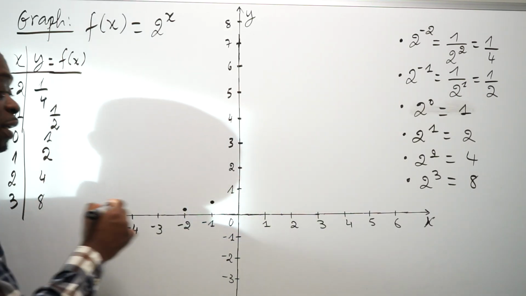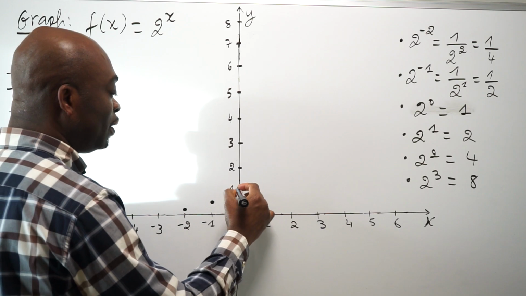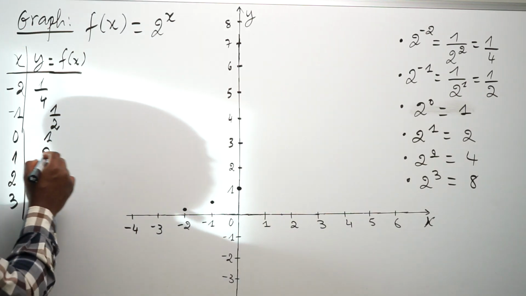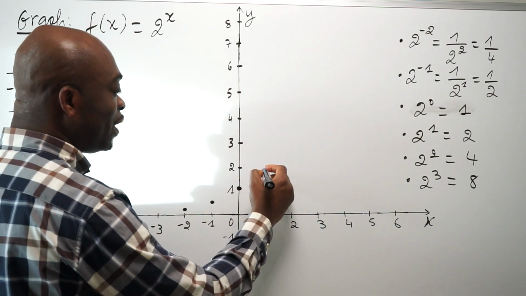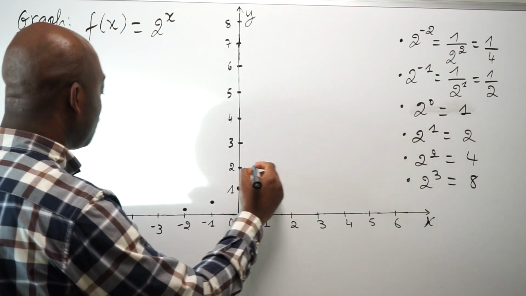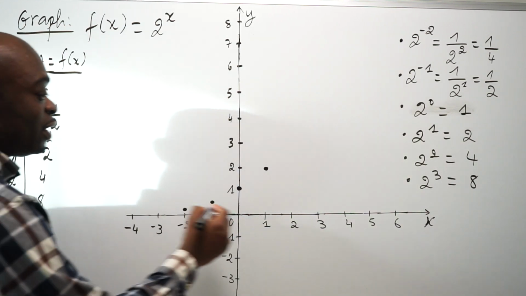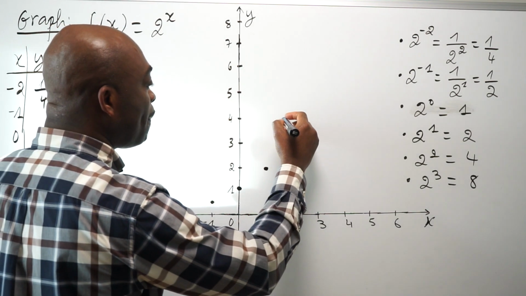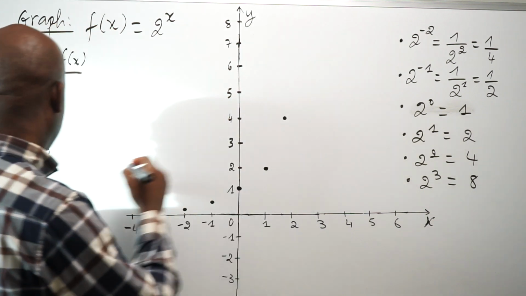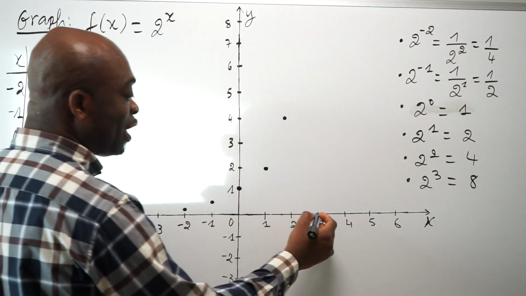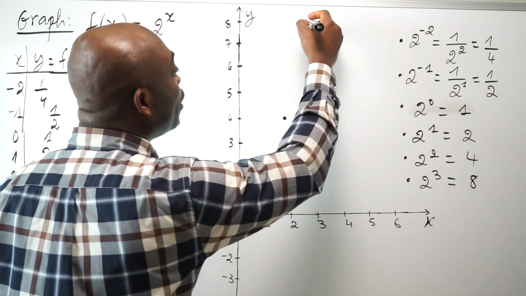Then we have 0, then 1. So you have 1, then 2. Then we have 2, then 4. Then you have 3, then 8, all the way up there.